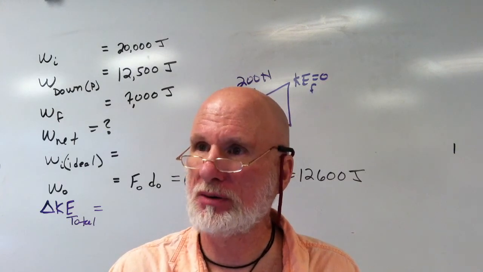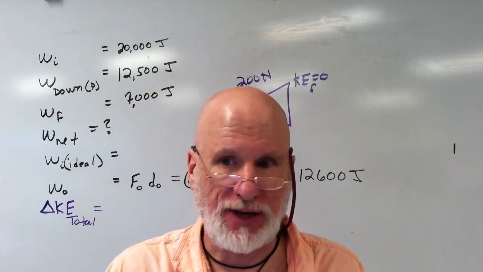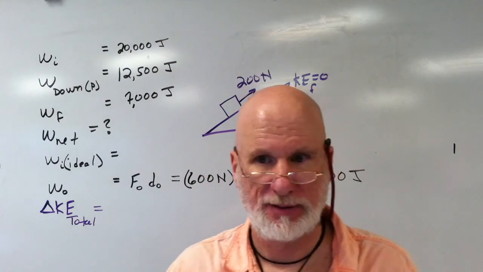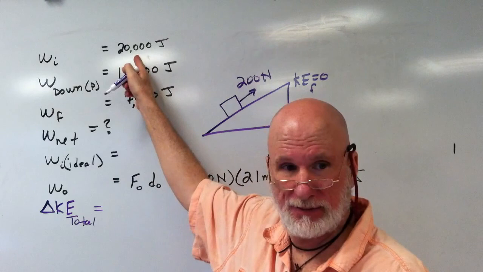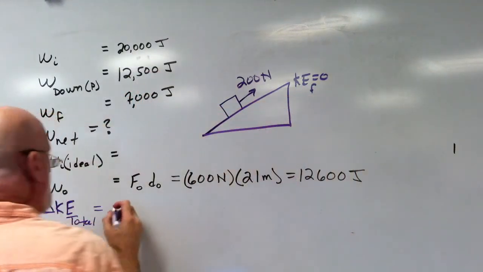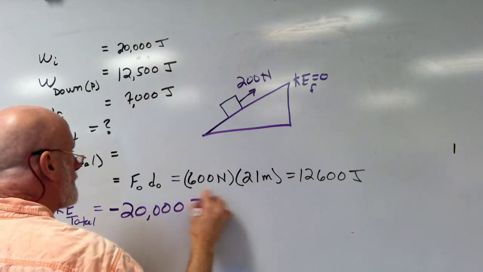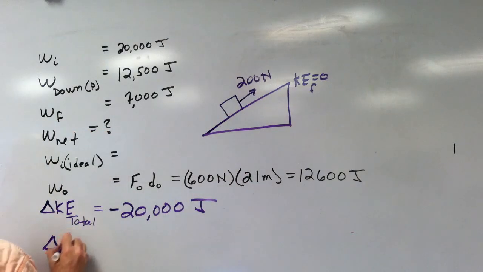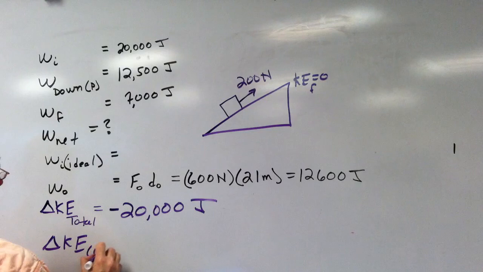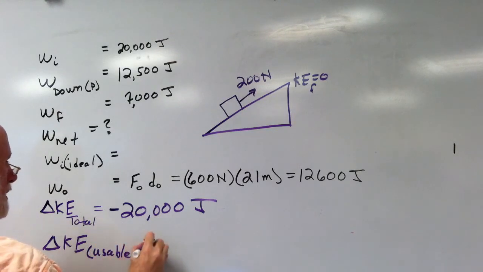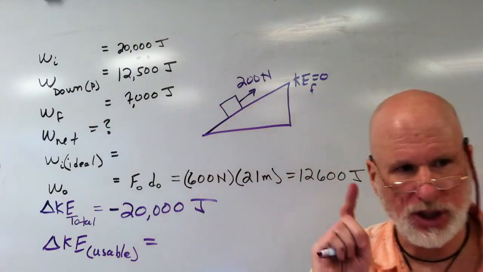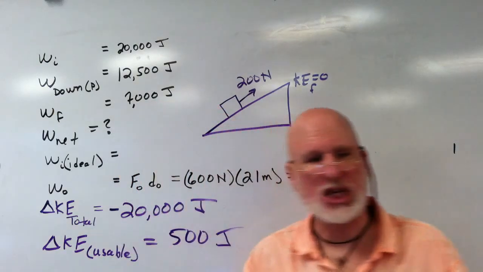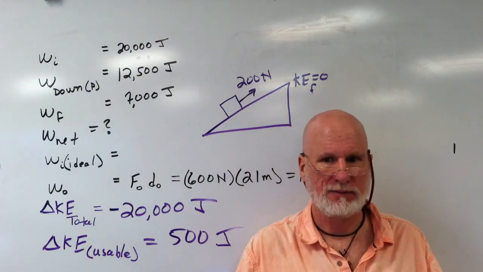Well, what was the total change of kinetic energy? What kinetic energy must I have started with in order to get it up there? 20,000 joules, right? So it'll be negative 20,000 joules, correct? You see that? Now, what is the kinetic energy change usable? What is it usable? 500 joules. That's the usable, right? Correct?